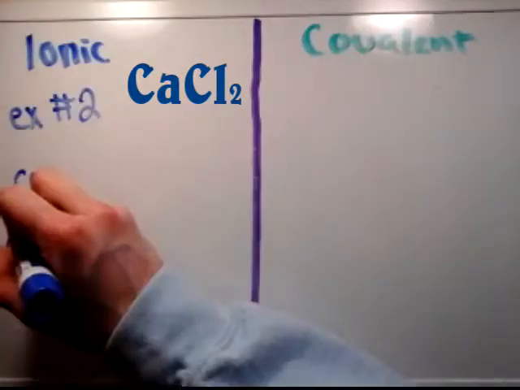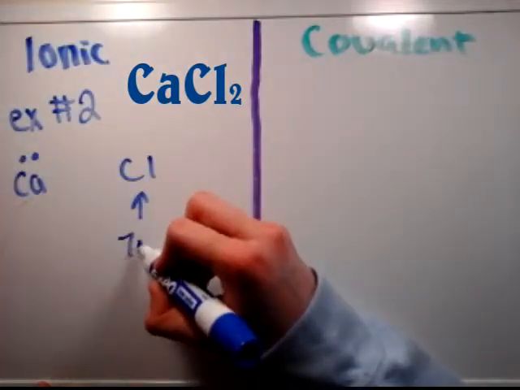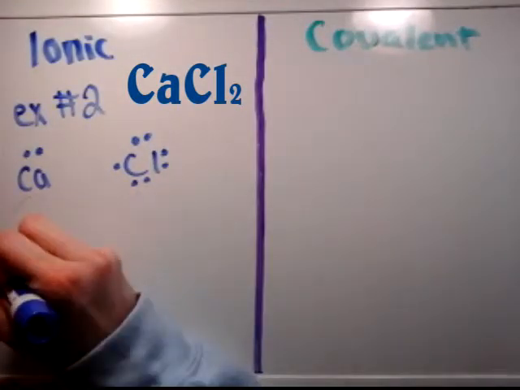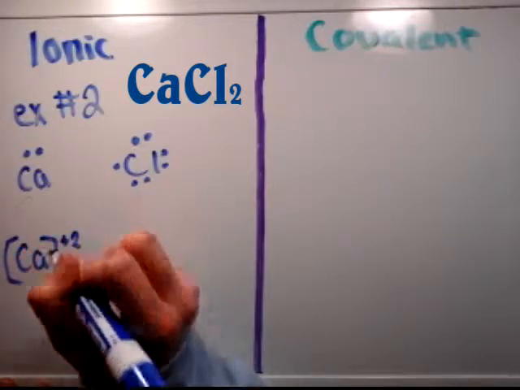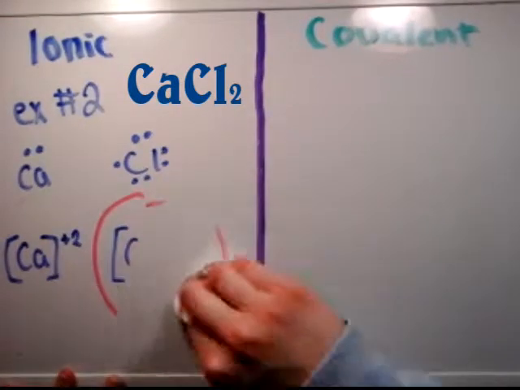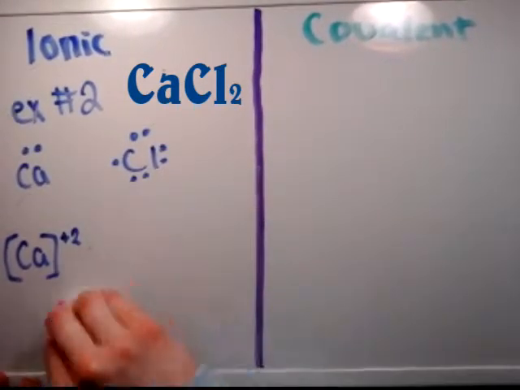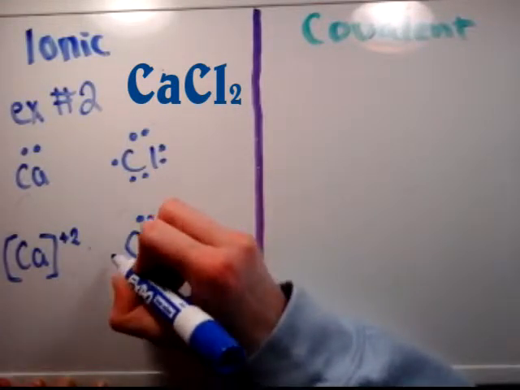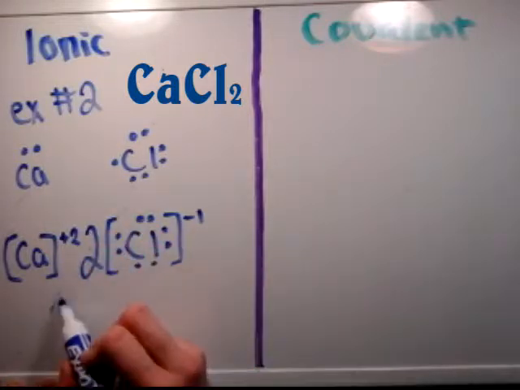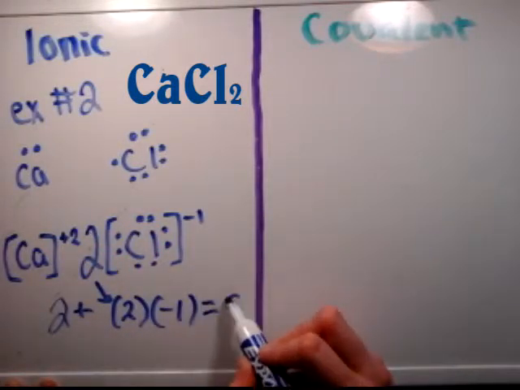Calcium chloride. Calcium has 2 valence electrons. Chlorine has 7 valence electrons. Calcium has a charge of +2. Chlorine has a charge of -1, which does not equal 0. So then you get 2 chlorine atoms, which will make the charges equal 0.